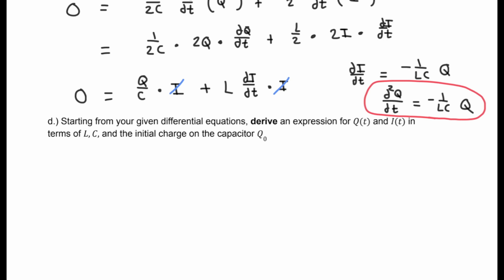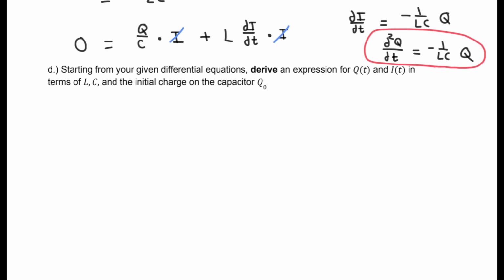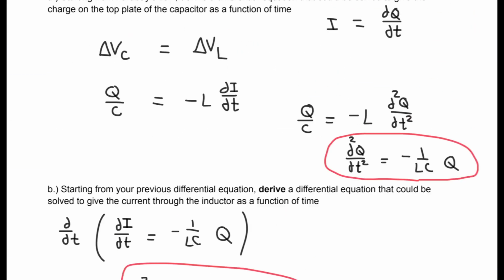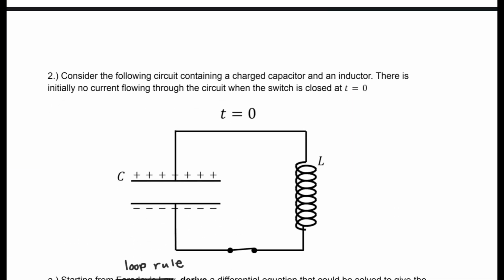And then starting from our differential equation, derive an expression for Q of t and I of t. So this is just a fact that we know that it's going to be a sinusoid. So once we write the equation, we are just going to skip to the answer. And the work we have to do is figure out what sort of function works. Is it sine? Is it cosine? Is it one of the negative versions? So that's what we do here.